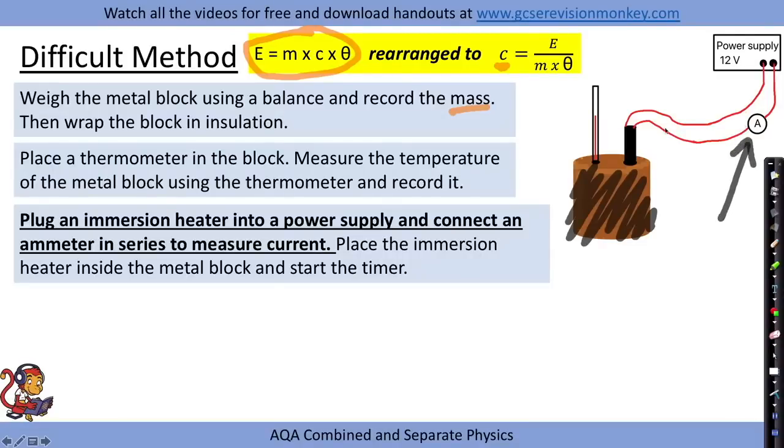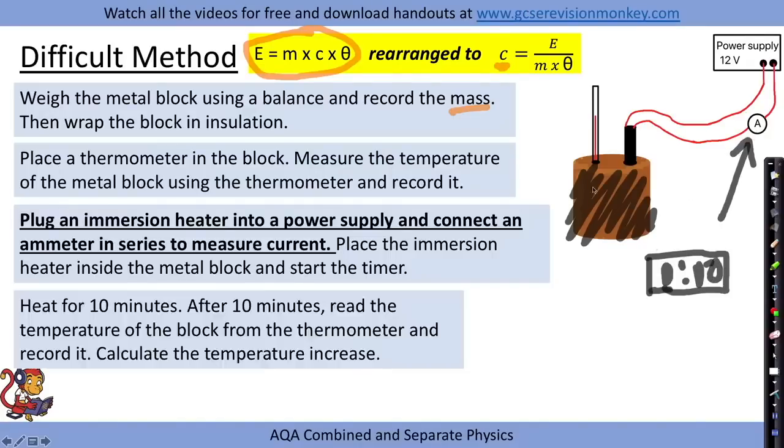We're going to then place an immersion heater inside the metal block and start a timer as we did previously. So rather than the joule meter this time, we've got an ammeter. We're going to heat it for 10 minutes like before, and after 10 minutes read the temperature of the block and calculate the temperature increase.